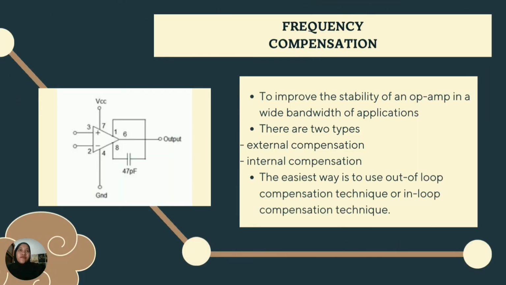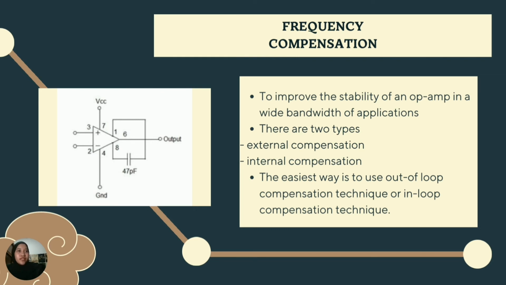Alright, so the next one is frequency compensation. Op-amps may become unstable sometimes, and to make them stable for the entire frequency band, a capacitor is usually connected between pin 8 and pin 1. Usually a capacitor of about 47 picofarad is added for phase compensation, or we call it frequency compensation, so that the op-amp will remain stable. The major challenge is to improve the stability of an op-amp in a wide bandwidth of applications.